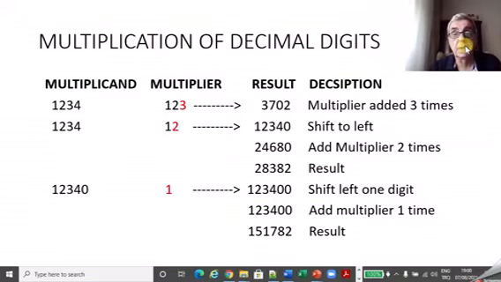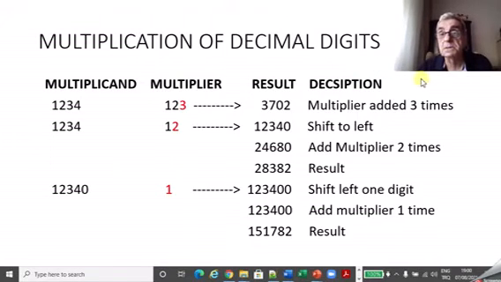Now we assume that we have decimal digits. Here we have 1, 2, 3, 4 as the multiplicand and 1, 2, 3 as the multiplier. The multiplier digit 3 means we are going to add the multiplicand 3 times to the result, which is 3 times 1, 2, 3, 4. Then we shift the multiplicand one digit to the left, and then comes the multiplier digit 2.